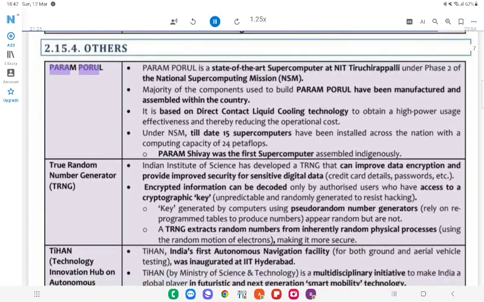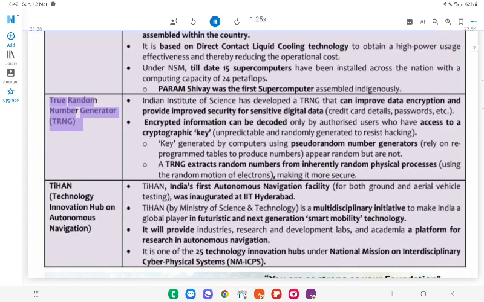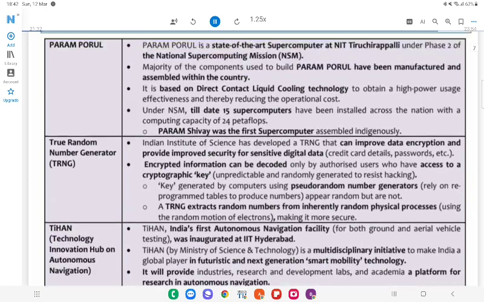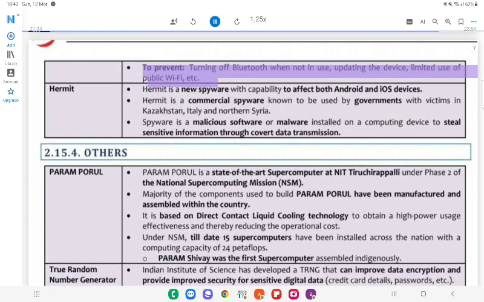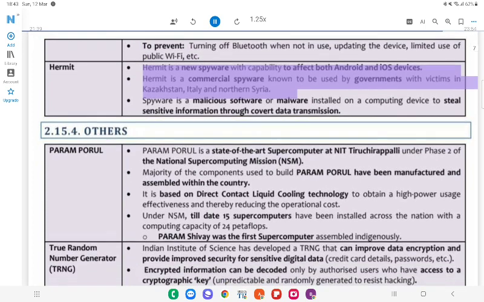Hermit. 2.15.4 Others: Param Pravega, True Random Number Generator (TRNG), Tihan (Technology Innovation Hub on Autonomous Navigation). Prevention: turning off Bluetooth when not in use, updating the device, limited use of open Wi-Fi, etc. Hermit is a new spyware with capability to affect both Android and iOS devices.